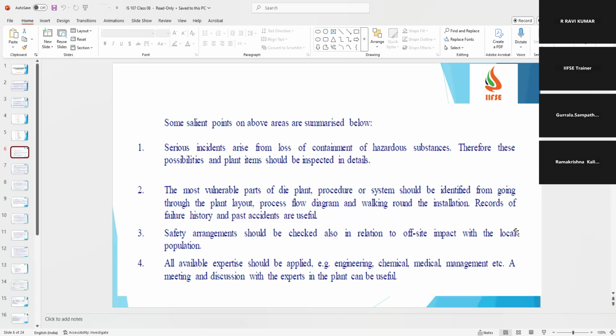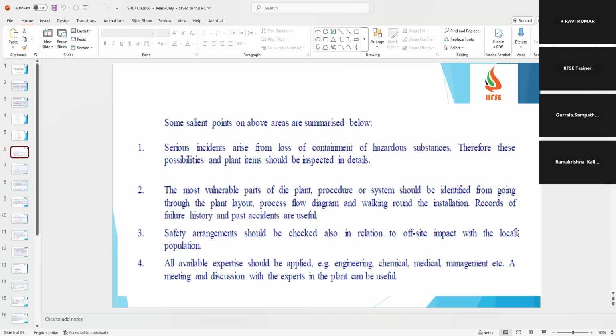Yeah, symptoms only. The symptoms of the chemical exposure. If they find such symptoms, how they can react. All these things have to be disclosed and discussed. And all available expertise should be applied, for example engineering, chemical, medical management, etc. Meeting and discussion with the experts in the plant can be useful.